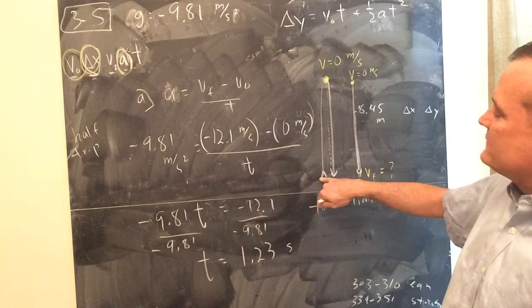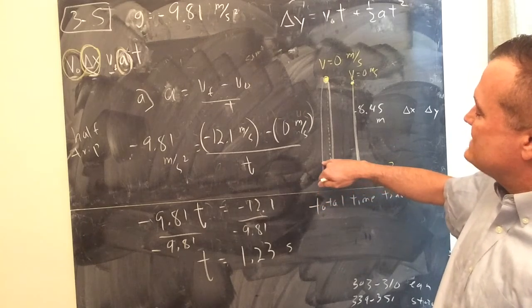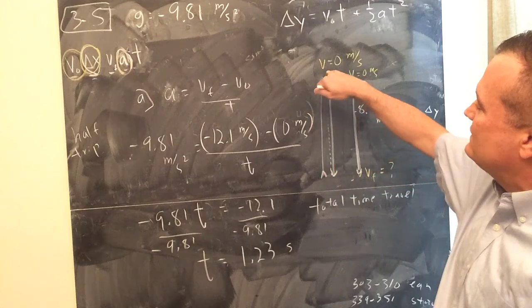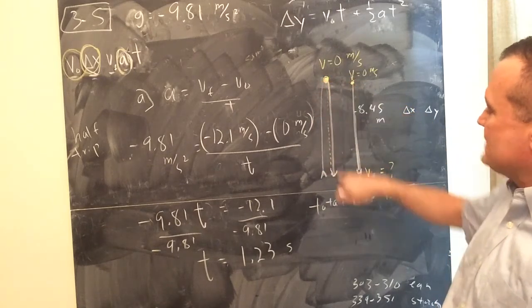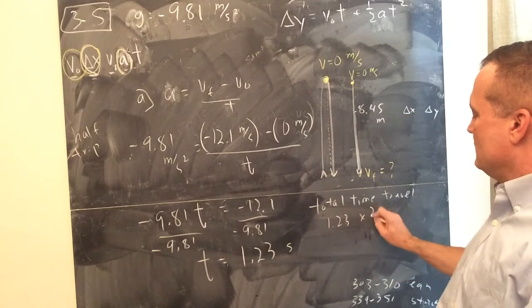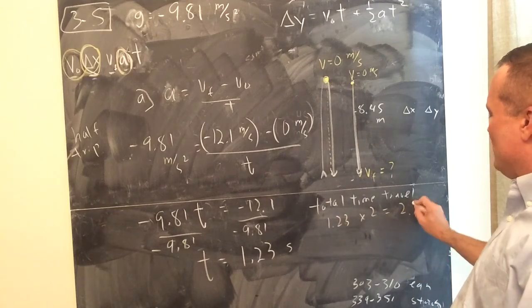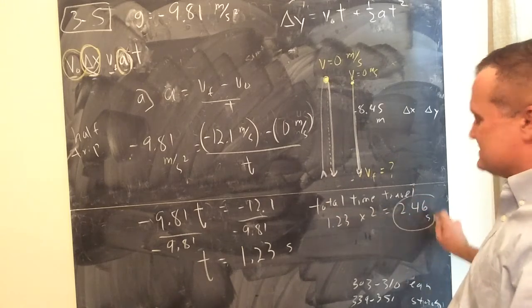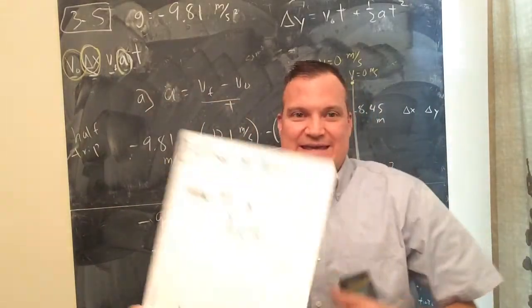The total time will be the total time in the air. It left the hands there, in the air, slowing down, stopped. In the air, falling back down. That total time will be 1.23 times 2, which will be 2.46 seconds.